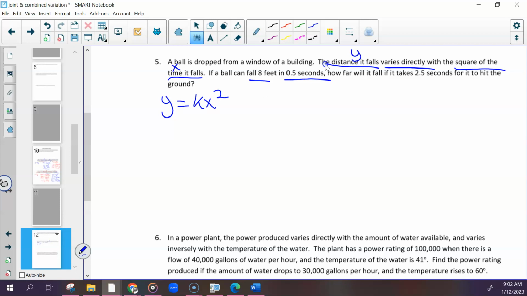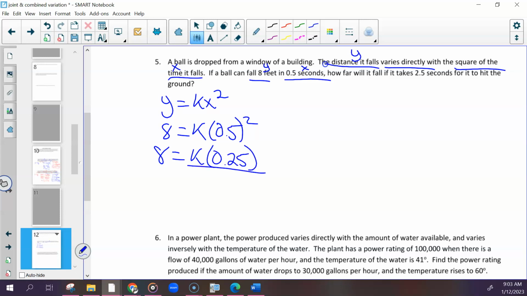The distance would be our y. The seconds would be our x. 8 equals k times 0.5 squared. What is that one? 4? Or 0.25? Divide both sides by 0.25. What is your k value?